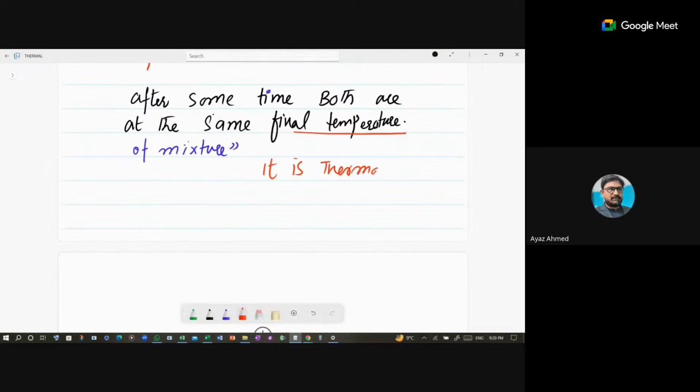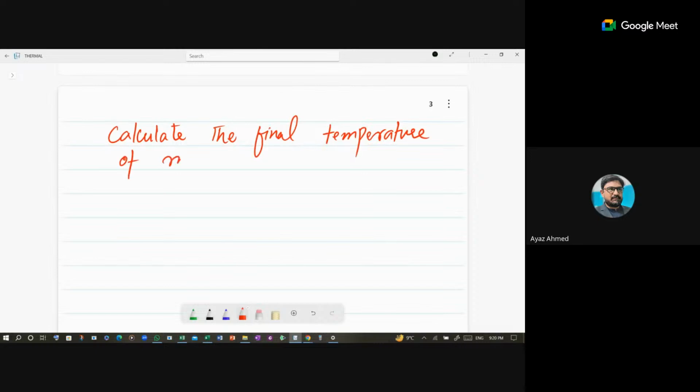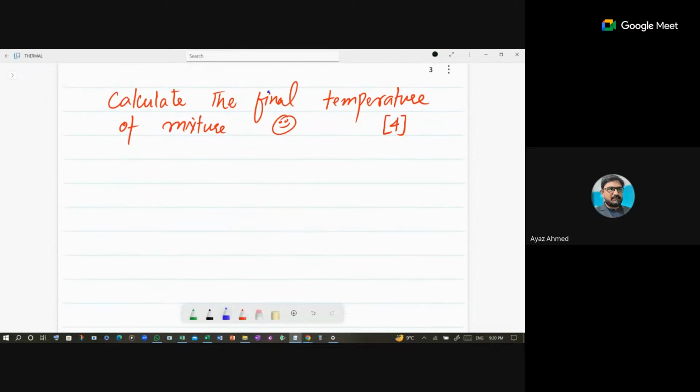Now I have some calculations for that. Thermal equilibrium. Your question is: calculate the final temperature of the mixture. Temperature of mixture. I need calculators from you. I will give you 4 marks for that one because it has a weightage of 4 marks. So what we have to calculate is the final temperature of the mixture.